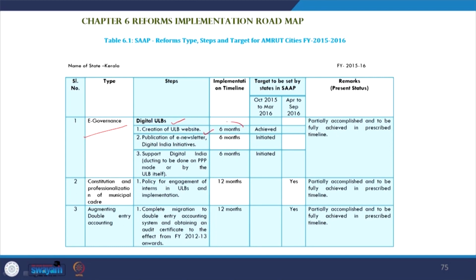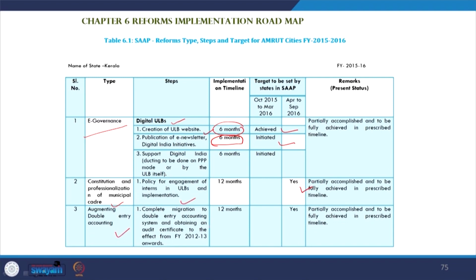So, the target for them was to do it in 6 months. They achieved it. Publication of e-newsletter, Digital India. So, they had the target of 6 months, which is initiated, and so on. Further, we see constitution and professionalization of municipal cadre, policy for engagement of interns in ULBs and implementation. So, they have been able to do it.